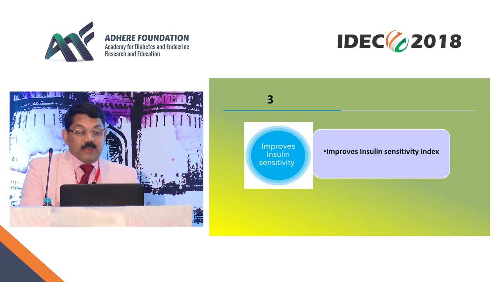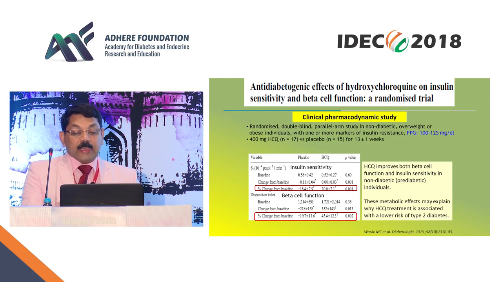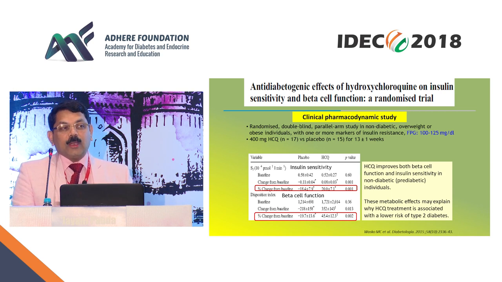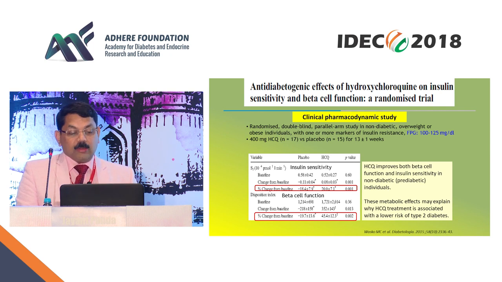It improves insulin sensitivity. You can see the latest publications: both beta cell function and insulin sensitivity in non-diabetic or pre-diabetic individuals have been noted, and these metabolic effects explain why hydroxychloroquine-treated patients are associated with a low risk of type 2 diabetes. Many patients treated for rheumatoid arthritis or lupus have an immunity against the development of diabetes, and people have noted that patients having diabetes as well as rheumatoid arthritis, when added with this drug, have a decreased requirement of insulin and interventions.